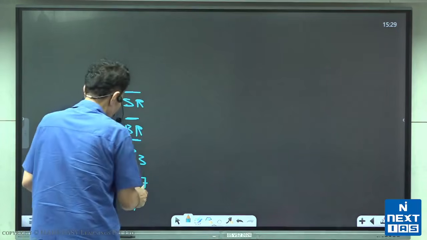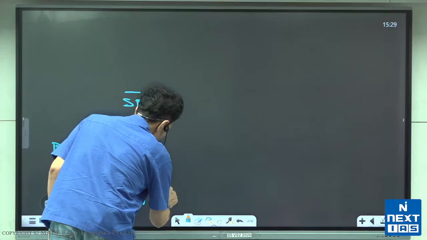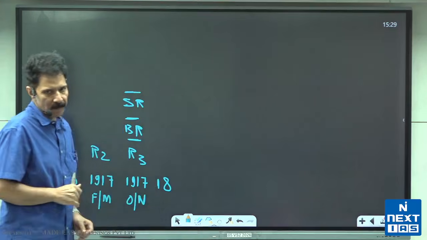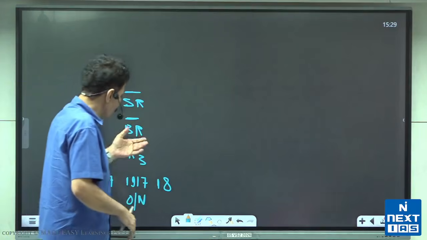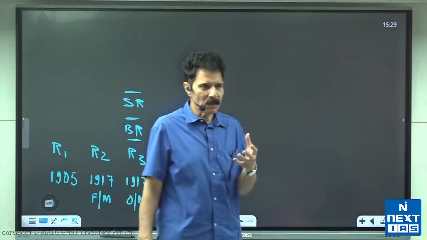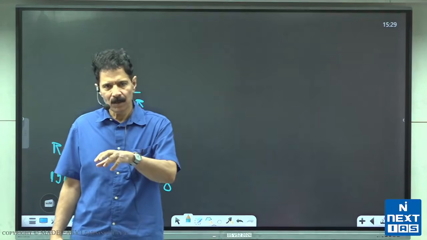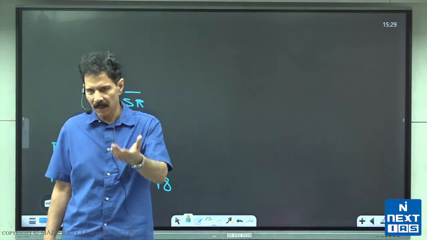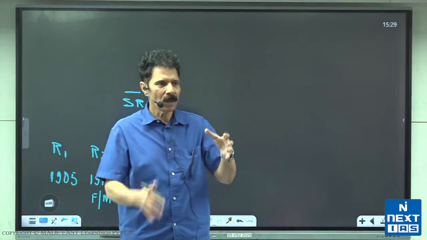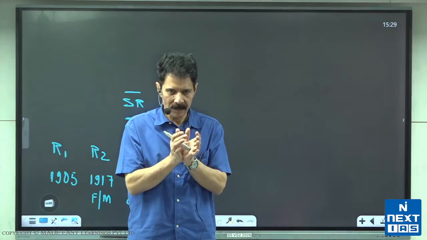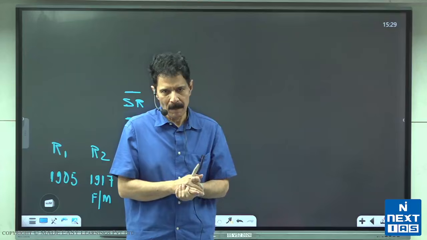1918 onwards, what happened? A civil war began in Russia. Because there were some other groups in Russia, they did not appreciate Bolsheviks coming to power. So they started fighting against the Bolsheviks. So civil war began. Civil war refers to a war within the country. So this was a war between Bolsheviks and anti-Bolsheviks.